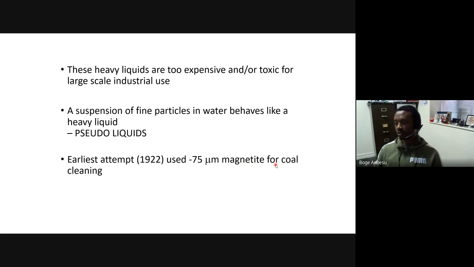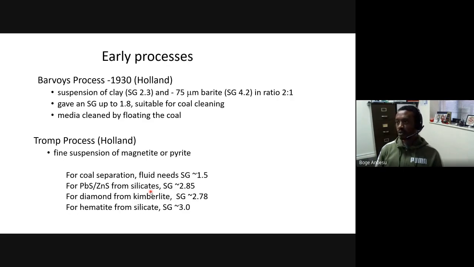And there are a number of other examples where particles can be used to make a media. For example, back in the days, people used clay material or clay particles mixed in water to make up a media of about 2.3. So that's more than double that of water. Okay. Or you can use other particles like, for example, barite with particles less than 75 micron to make up a significantly heavy medium. You can even use pyrite or other mineral particles suspended in water. And again, you're making a media with them, and that media can be used for separation. So these are just examples.